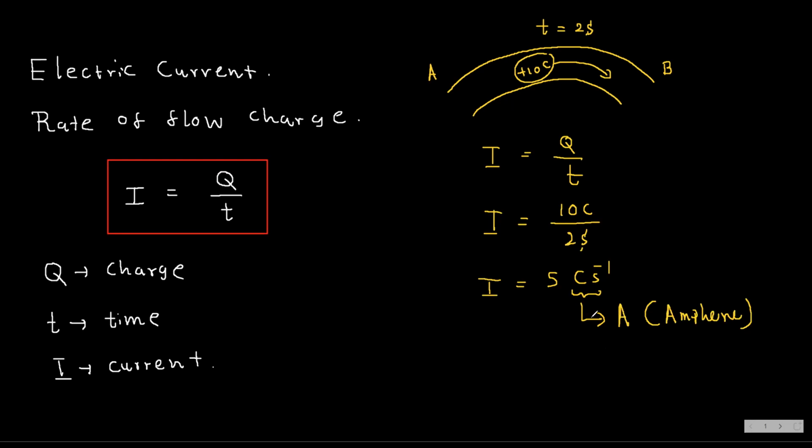And what is the direction of current? That's the next problem. Direction of current is considered as the direction of positive charge flowing. In this case, positive charge is flowing from A to B. So the direction of the current I is from A to B. According to the standards, direction of current is considered as direction of flow of positive charge.